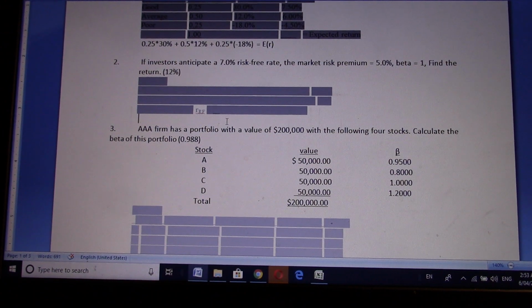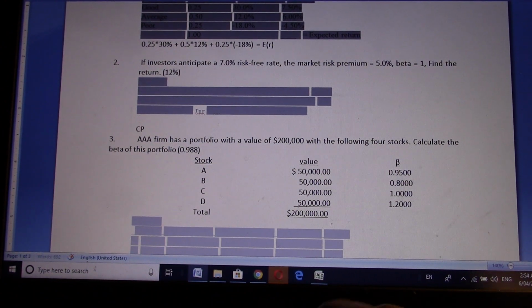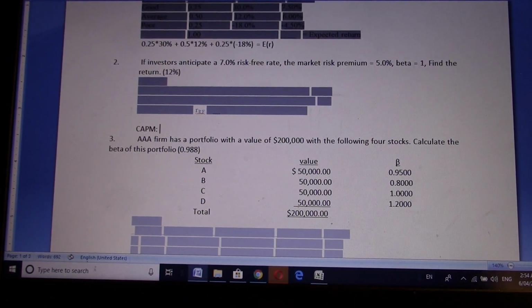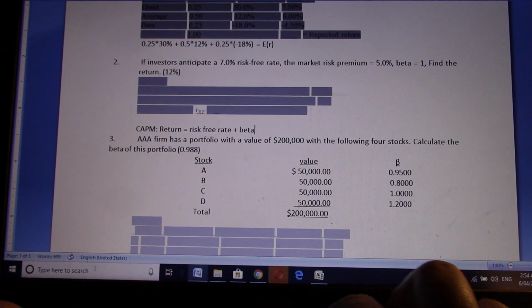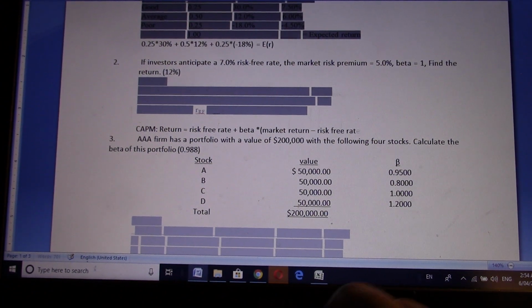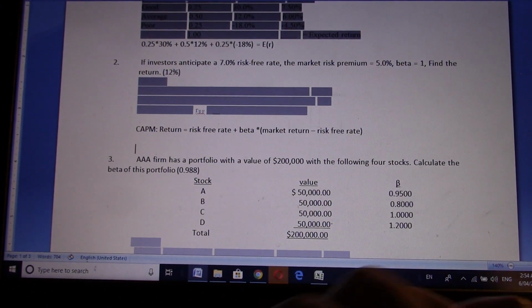Okay, so the equation for the CAPM model should be: return, let's say R_I, stock I's return, equals the risk-free rate plus beta times the market return minus the risk-free rate. So this is CAPM's equation.